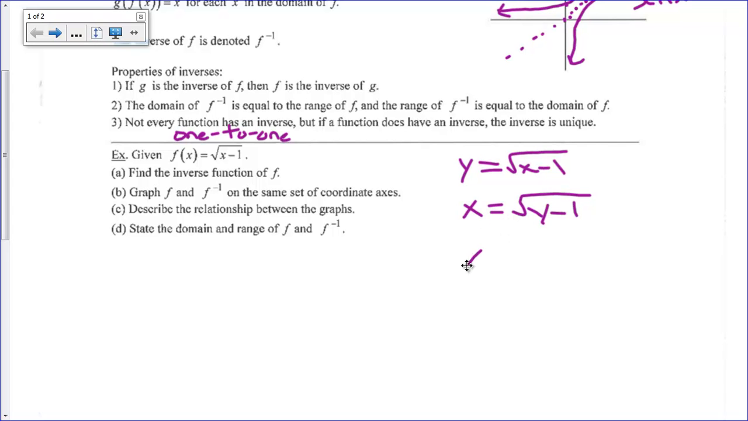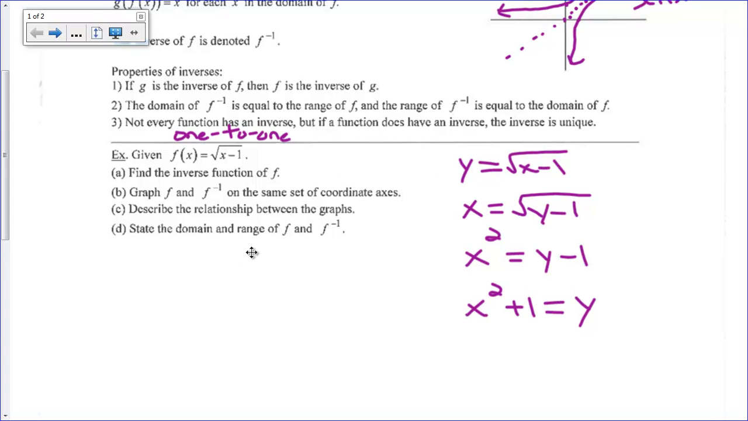Step 2, solve this for y equals. So I'm going to have to square both sides, and then I'm going to have to add 1 to both sides. So I will get that x squared plus 1 is equal to y. Now we have to be careful. We've created a quadratic, but this quadratic and the domain and range is what we have to be careful about. So let's get to that.